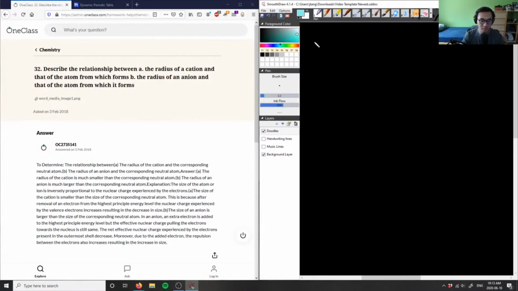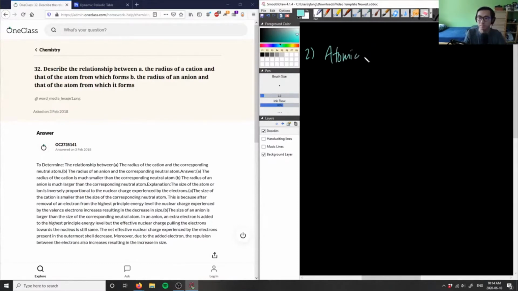Question 2 is asking: describe the relationship between the radius of a cation and that of the atom from which it forms, and the radius of an anion and that of the atom which it forms. This is number 2. So this is the difference between atomic radius and ionic radius here.